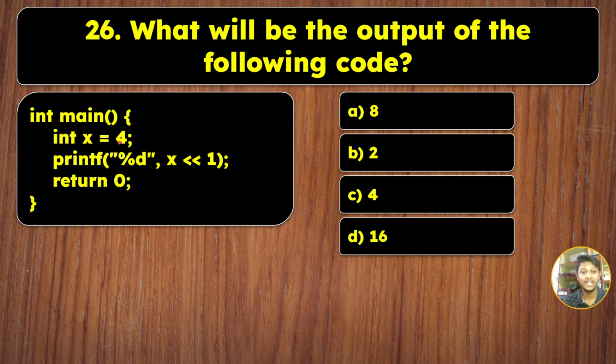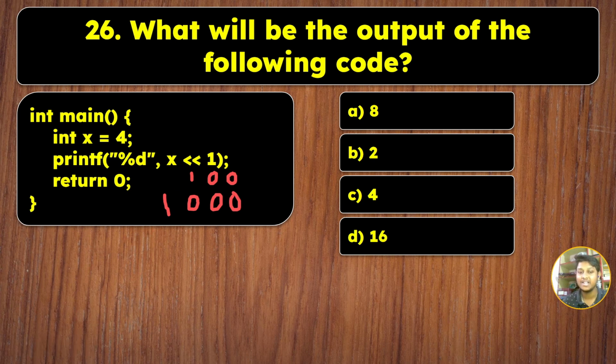So now the binary value of 4 is 1, 0, 0. And what does x left shift by 1 mean? It means that in the binary value of x, each bit we have to shift to the left by one place. So now this 1 will reach here, this 0 will reach here, this 0 will reach here, and at the end we have to place a 0. So now this will become 1 0 0 0.